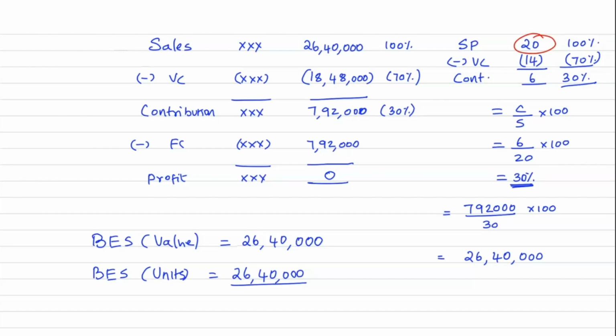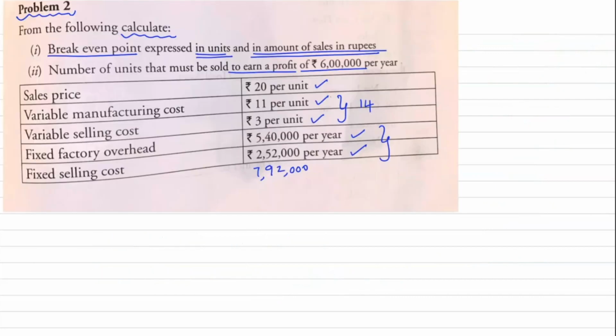Okay. So it is 26,40,000 divided by 20, and that works out to 1,32,000 units. Okay. It means when the number of units sold is 1,32,000, sales will be 26,40,000, and as a result, profit or loss will be 0. So that means it's a break-even sales. Let's move on to the second question.